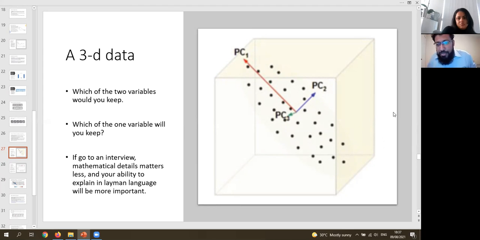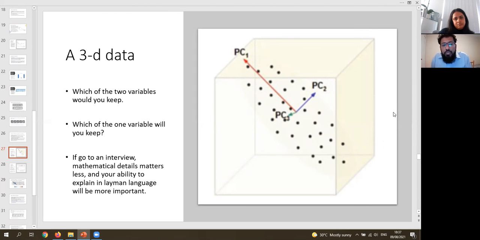Anyone, just to keep it interactive? PC1 and PC2. Okay, great. Why are we keeping PC1 and PC2? Because in PC1 and PC2, we have more variance. Yes, the information is changing. There is more surprise, there is more entropy in this. PC3 is giving you some information, but you can ignore it without losing a lot of information.